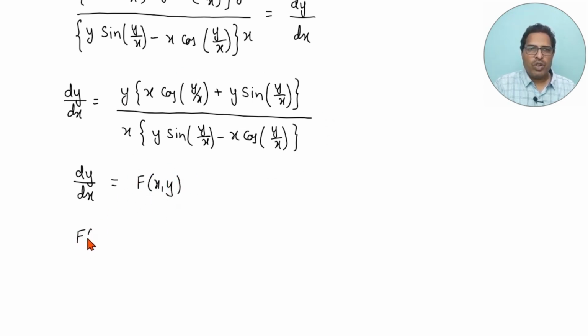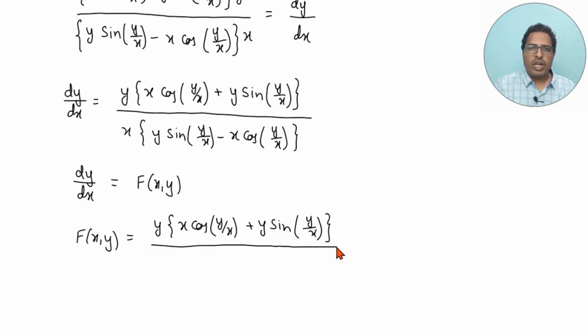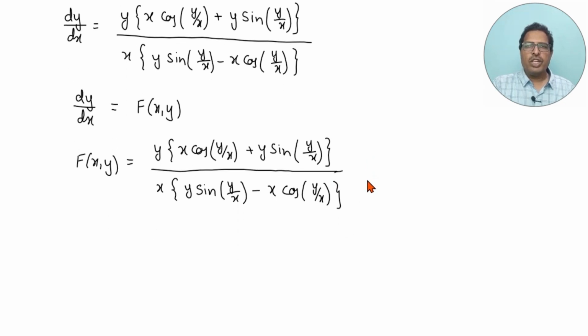Therefore, you have f(x, y) equal to y times the entire numerator value, whole divided by the denominator, x times the entire expression y sin(y/x) - x cos(y/x). Now we need to show this given function is a homogeneous function.